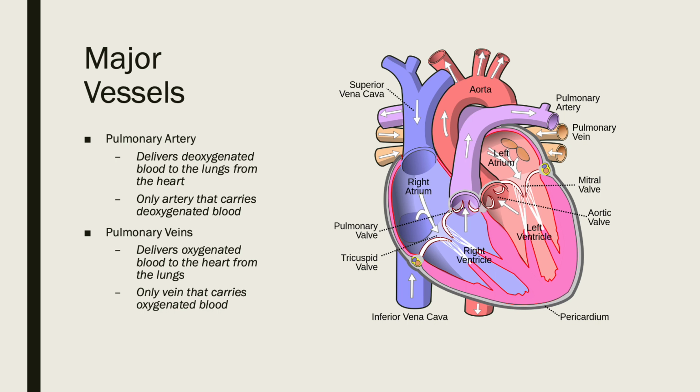But arteries always carry away from the heart. Arteries away, A and A. And veins always carry back to the heart. Okay, except for the oxygenated, deoxygenated thing, the pulmonaries stand out because they are opposite every other artery and vein in the body. But arteries always carry away.